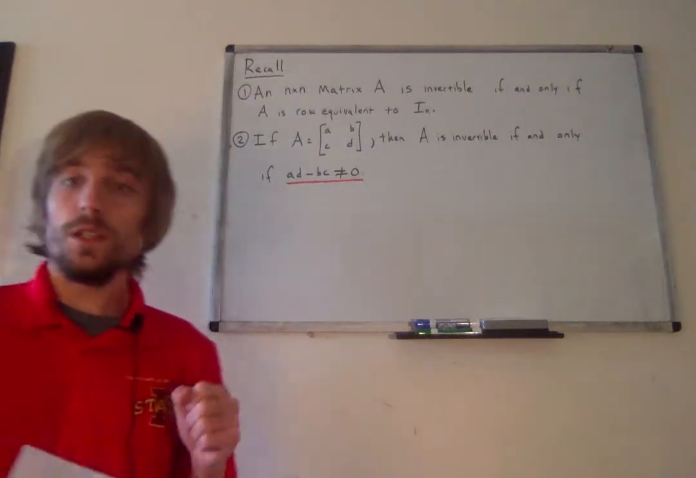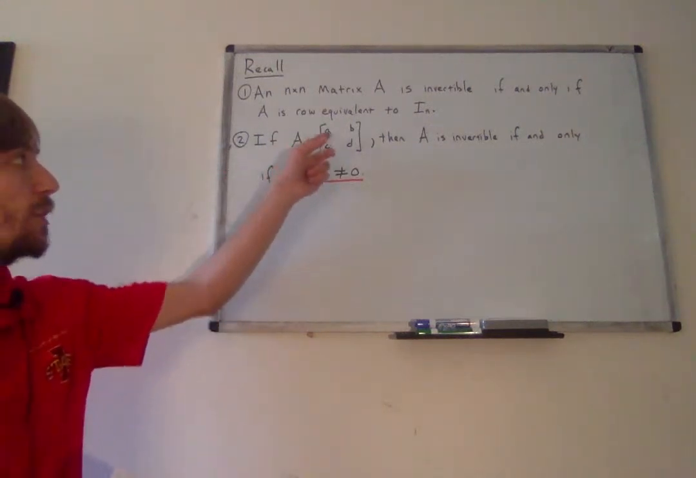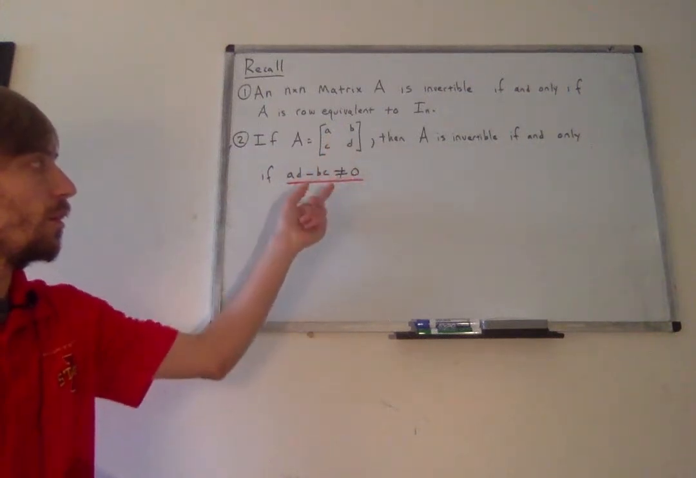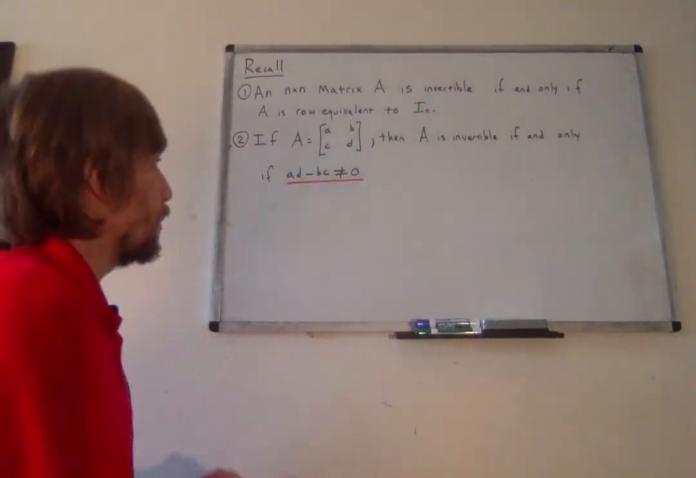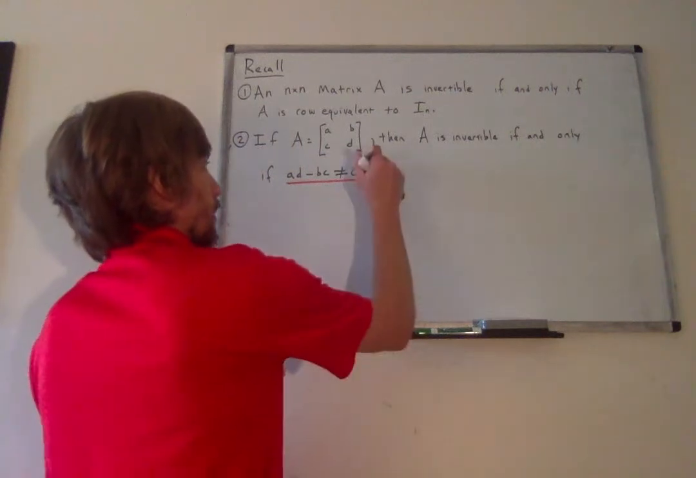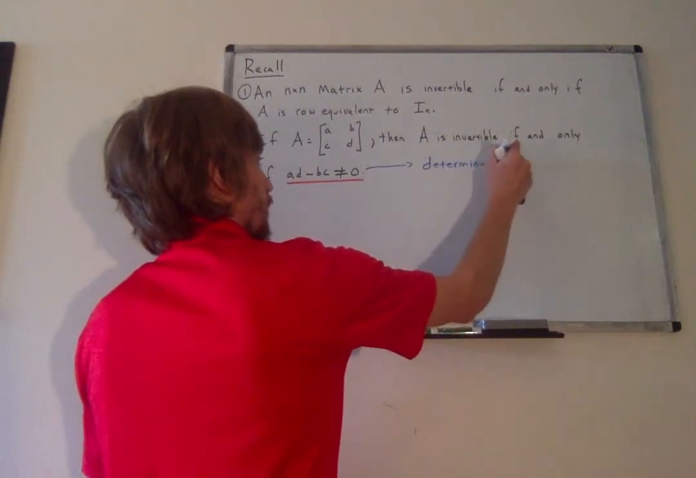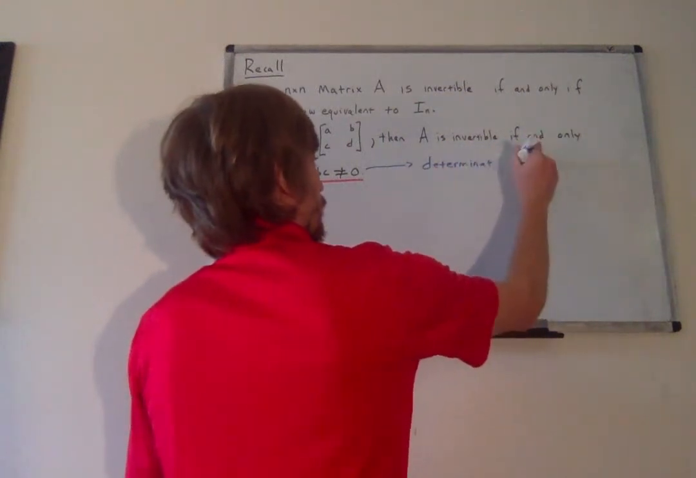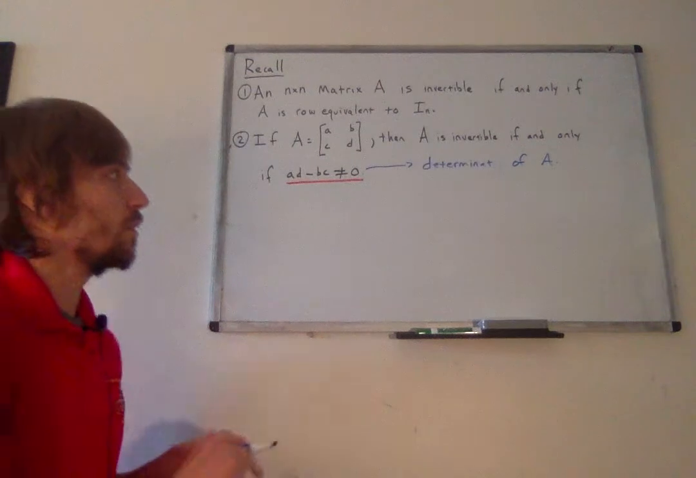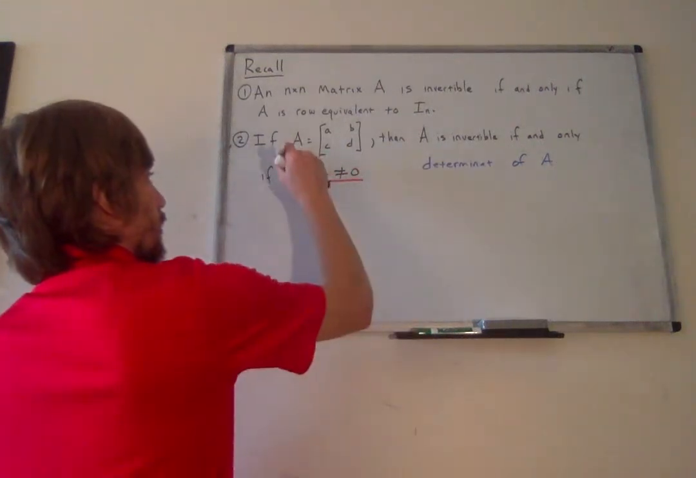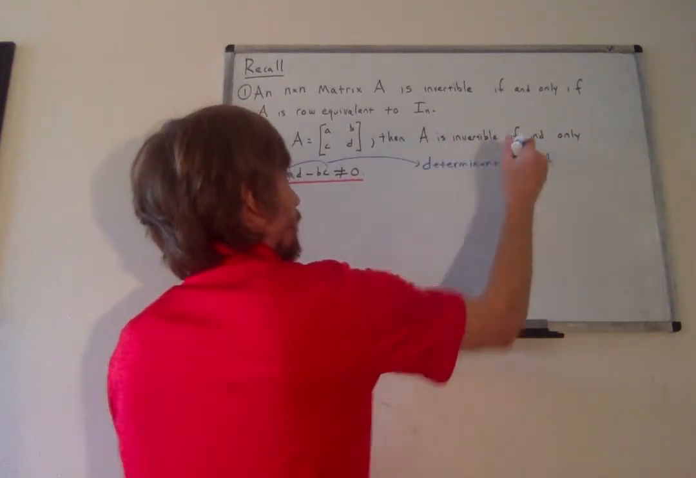So we've seen one determinant before on a 2x2 matrix. Remember that we had determined that if A was equal to a 2x2 matrix, well, A was invertible if and only if AD minus BC was non-zero. And remember, we actually called this the determinant of A. So the value of AD minus BC was the determinant of A.